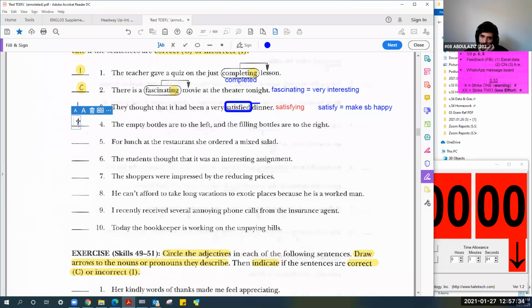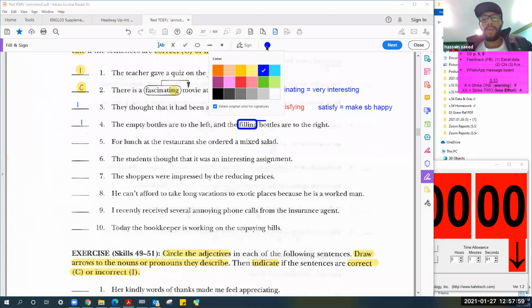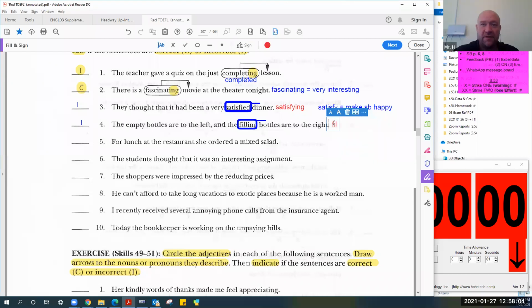Incorrect. Where is the adjective? Find the adjective. Filling. And what does it describe? The bottles. Okay. And why is this incorrect? What's the problem here? It's supposed to be filled because the bottle doesn't do the action. Right. So it should be filled. Yeah, the bottles can't do the action. Good.